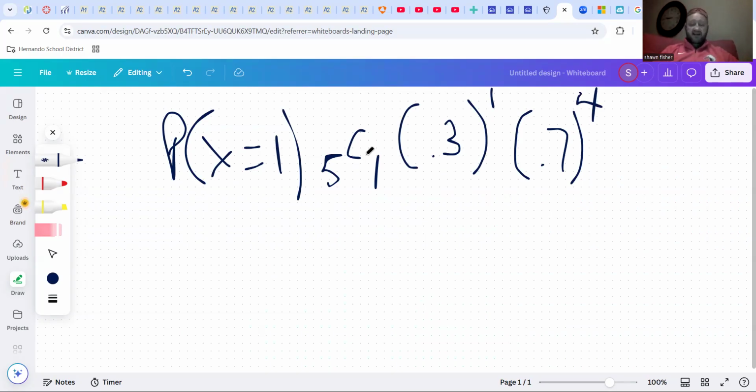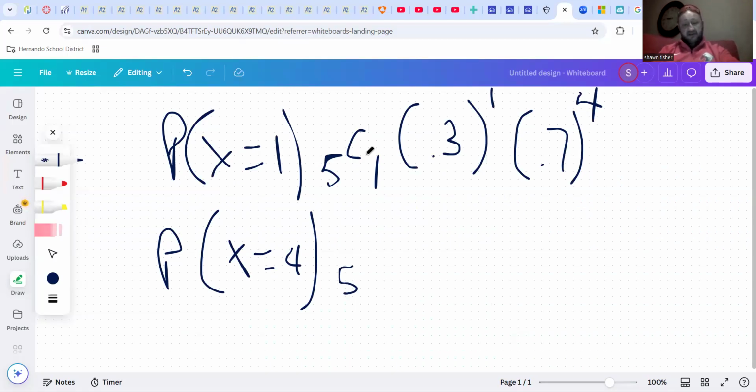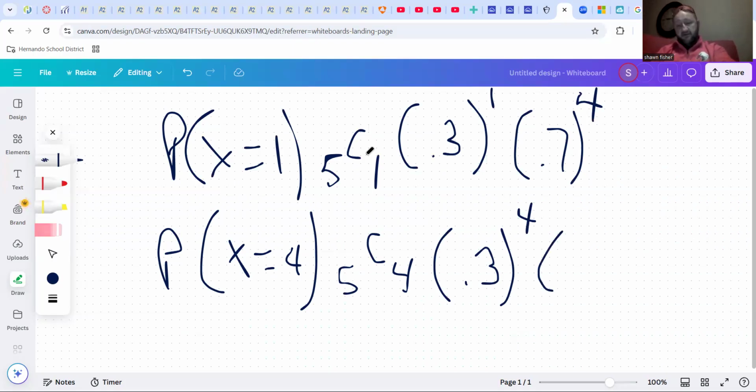Okay. That's a lot different than saying the probability X equal 4. Well, you're still going to get 5 choose 4 here. That's going to be the same. How many ways can 4 successes happen out of 5? That's going to equal 5. That's the same thing. However, your probability is a little bit different, right? So 0.3, but this time I want to raise it to the 4, and it's going to only fail 1 time. That's a lot different probability.